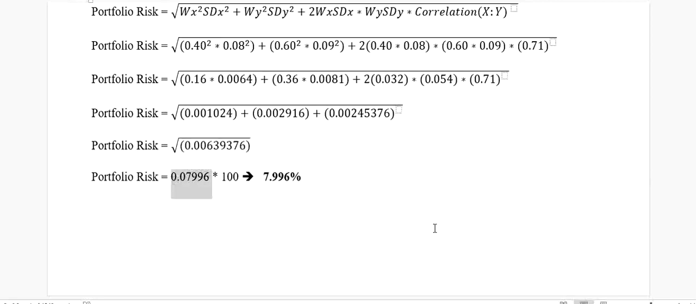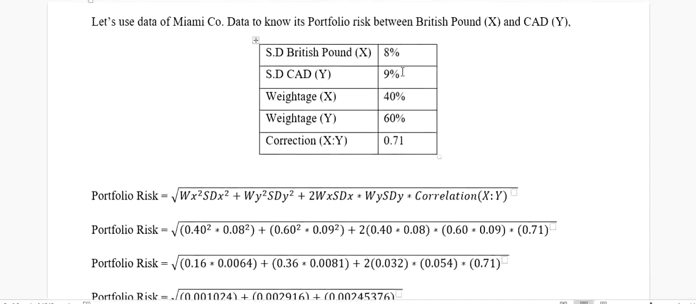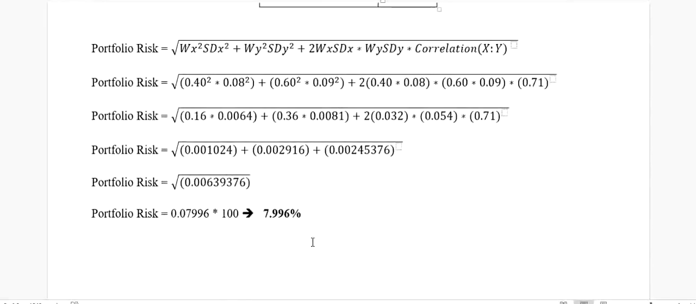So my risk factor would be 7.99%, which is almost 8%. Now this 8% risk is not related to an individual currency. It is related to both of them combined because I'm referring to portfolio. That's how you can calculate the risk factor actually.